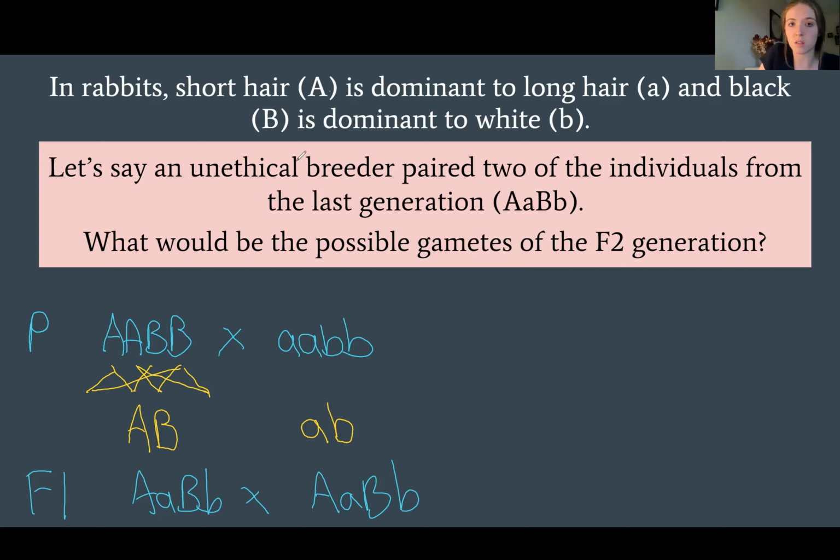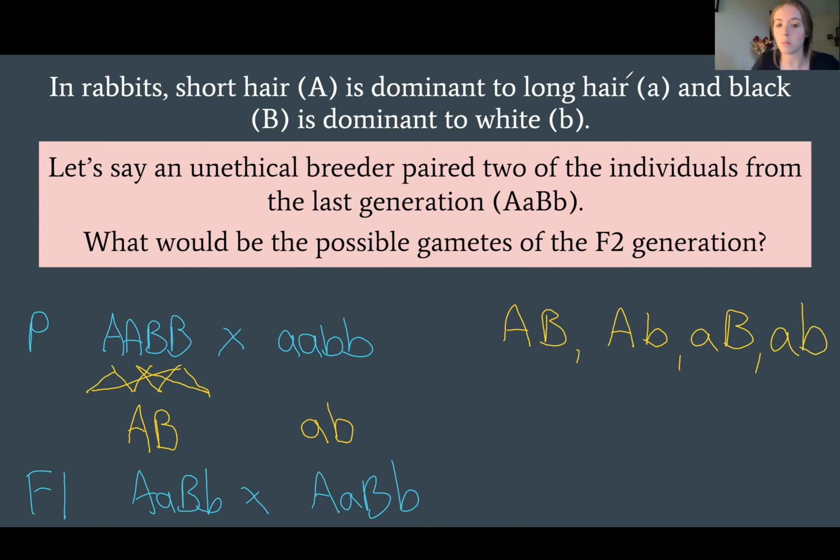They can produce gametes that are big A, big B, big A, little b, little a, big B, and little a, little b. Based on the probability rules that we learned about independent assortment, each of these gamete combinations is going to be equally likely, right?